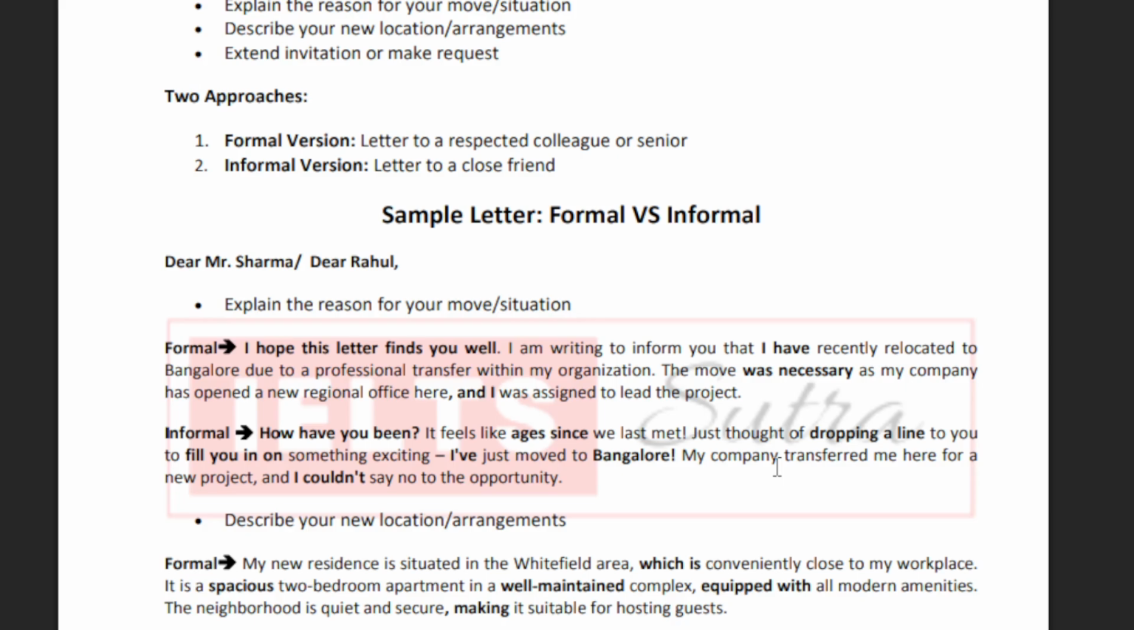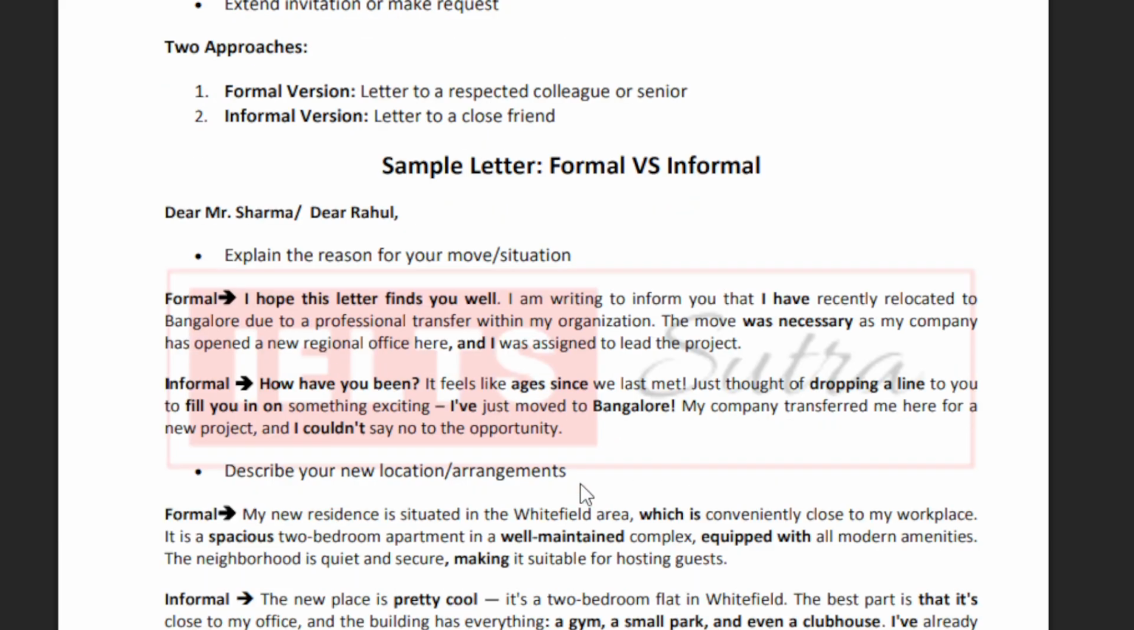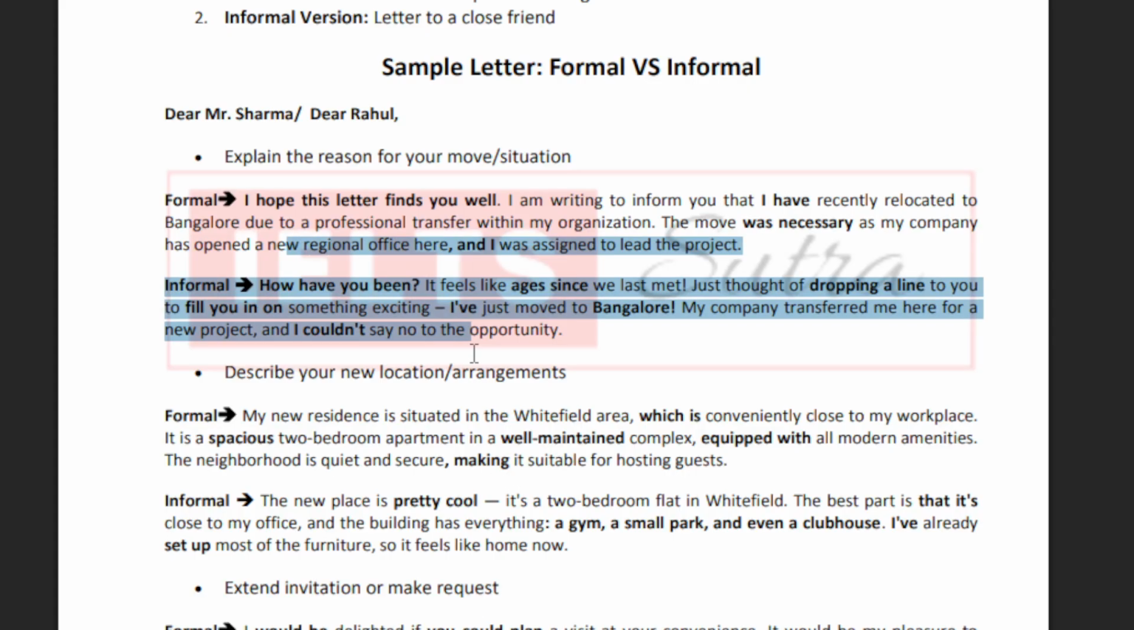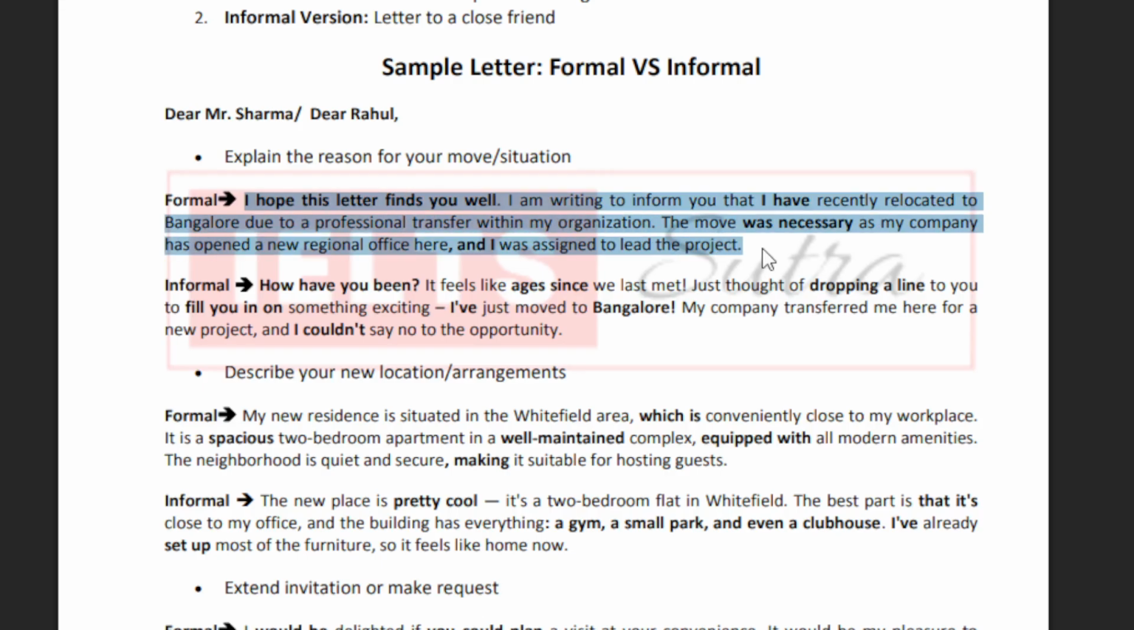So see, you can easily notice the clear difference between the formal way of writing and informal way of writing. In case of informal way of writing, we are using more casual language, more informal language, and also we are making a lot of use of phrasal verbs and contractions. Whereas in case of formal letter, we are not doing this, right? We are being more precise, we are being more choosy with the word choice, right? And we are also not using contractions. So there is a clear difference between these two.